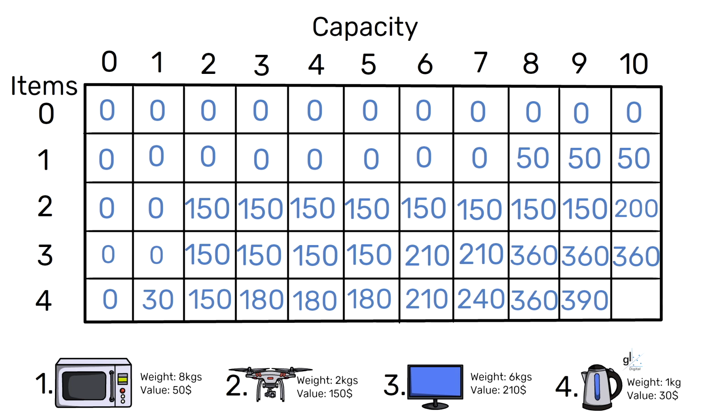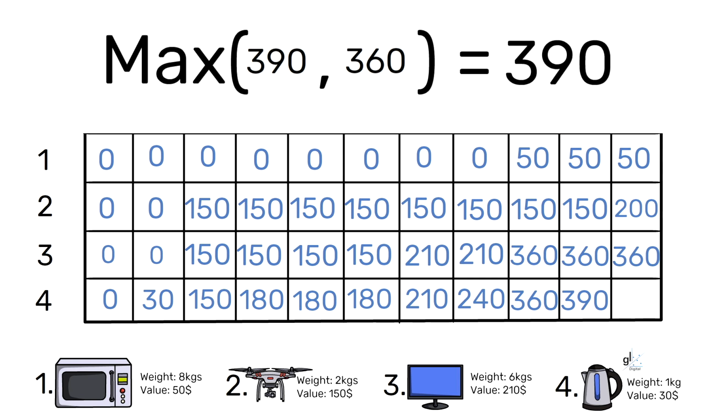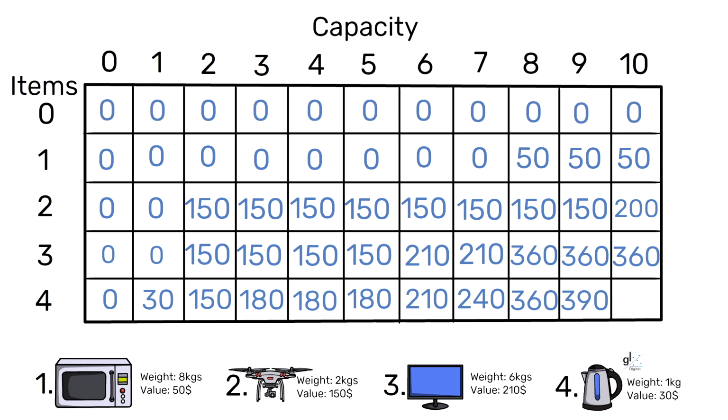here. The final considered position, as it were, involves the same calculation as when the capacity was equal to 9. So we can record the value of 390 here. This is our final result. We have maximized the value of our container with a value of 390.